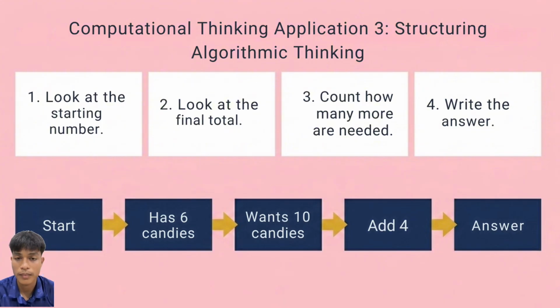For this example, the starting number is 6 and the final total is 10. After counting, pupils know that 4 more candies are needed. Therefore, the answer is 4. This skill is important because pupils can use the same steps for many other problems. It teaches pupils to be organized and systematic when solving questions.